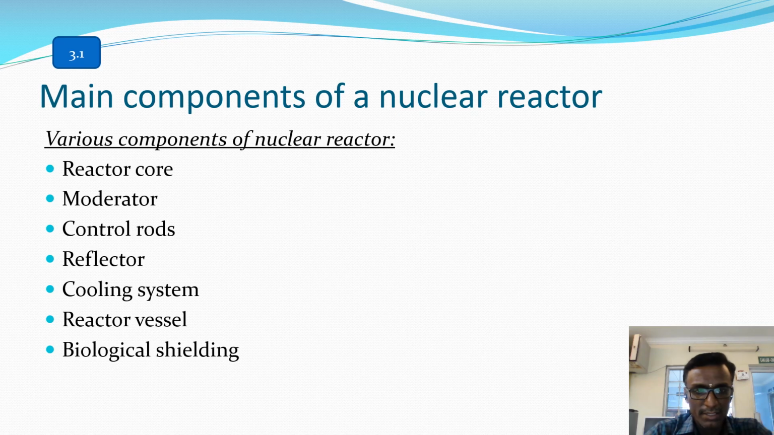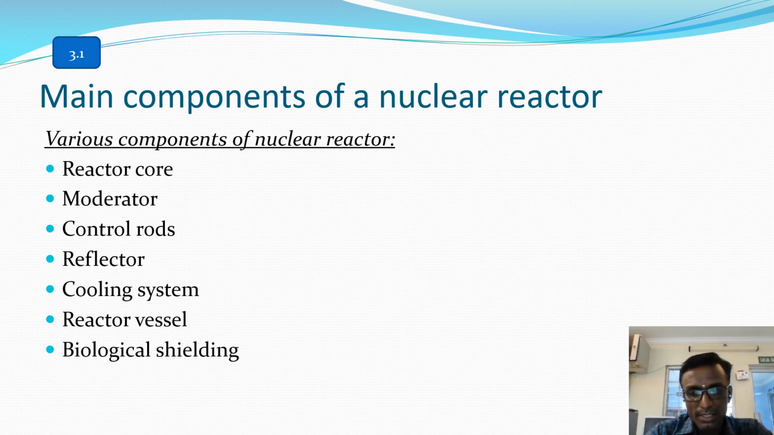What are the main components? The various components of the nuclear reactor include the nuclear reactor core. Reactor core, the main purpose of the reactor core is that the entire course of the nuclear reaction will be taking place inside the core, followed by the moderator. The function of the moderator is to stabilize the chain reaction that is taking place in the nuclear reactor. The main function is to stabilize the nuclear reaction rate inside the reactor, followed by the control rods.